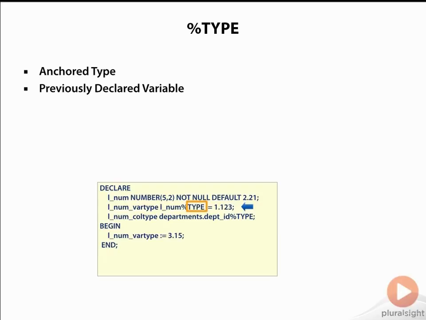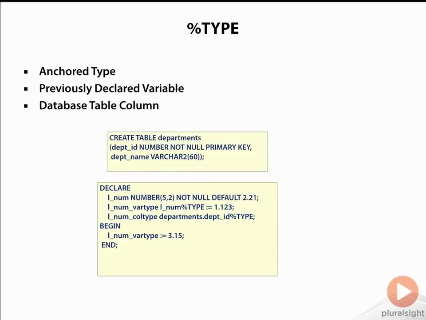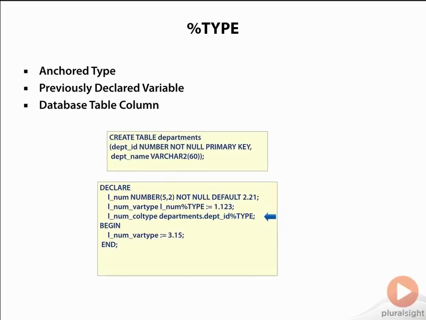A variable can also be anchored to a database table column. For example, here we have a table departments with a number column department ID. We can declare lnum call type variable which is anchored to this column with the percentage type anchor. So it will also get the number data type. Note, however, when we anchor to the database table column, the variable only gets the data type and not the constraint defined on that column. So lnum call type will not get the not null constraint defined on the department ID column and is nullable.